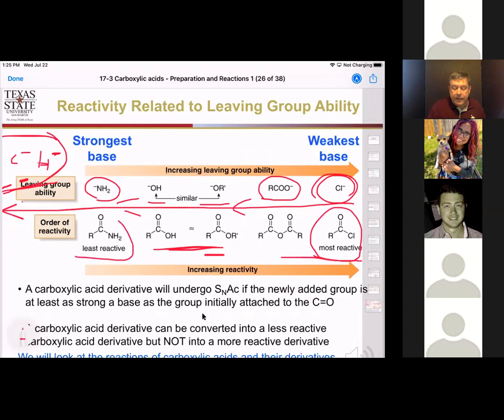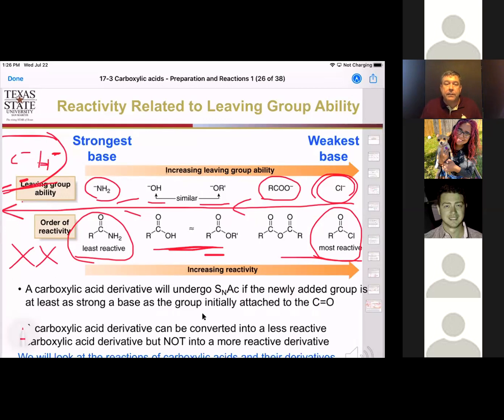And the least reactive of the set is this amide right here, because the nitrogen leaving would be the strongest base of the set. And of course, the ones that don't react would be the carbon and the hydrogen over here. And that's why we end up with substitution reactions instead of addition reactions. So the entire difference between the addition reaction with aldehydes and ketones and the substitution reaction with carboxylic acids has everything to do with the base strength of the group attached.